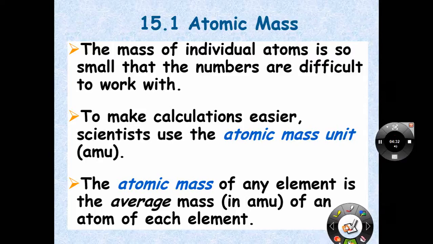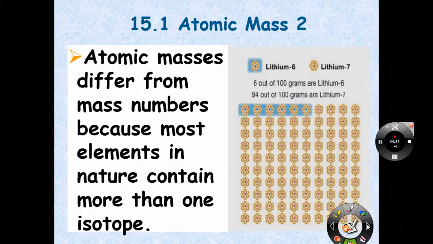Why do you need an average mass? Because you're looking at also the total number of isotopes of that particular element. Atomic masses differ from the mass numbers for most elements because there are different numbers of isotopes. In this particular picture, you can see the different isotopes of lithium. 6 out of 100 grams of lithium are lithium-6, while 94 out of 100 grams are lithium-7. So as you can see, the greater likelihood of lithium is to be lithium-7. So its mass number will be closer to the greater number than the least number.